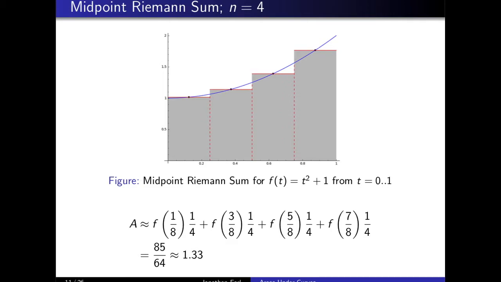So we'll take the middle of the 0 to 1/4 interval, which is 1/8, the middle of the 1/4 to 1/2, which is 3/8, the middle of the 1/2 to 3/4 interval, so 5/8, and then lastly 7/8 is the midpoint of the 3/4 to 1 interval. And when we add up all of the areas of these rectangles, we get 85/64, which is about 1.33.